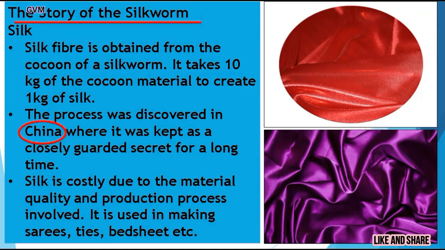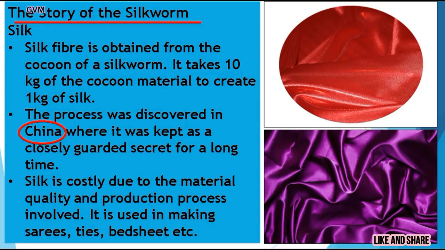And students, when China discovered this process, it was kept by them as a closely guarded secret for a long time. And students, as I said, to create just 1 kg of silk needs 10 kg of cocoon material.